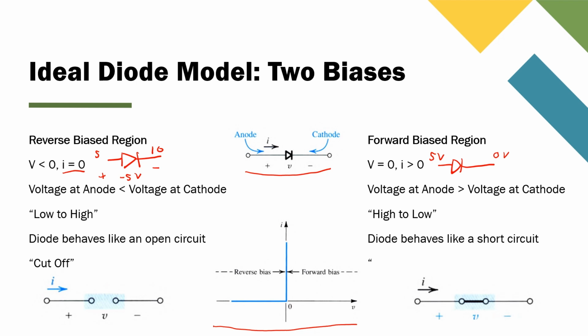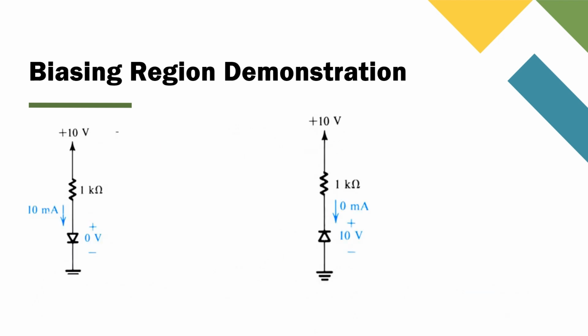Let's try some examples to really understand this. In this slide, we're going to try to demonstrate the biasing regions. So let's look at this left circuit. Observe the diode, right? In order to determine if it's forward biased or reverse biased, you want to see what the voltage is at the anode and at the cathode. Now we know that there's this resistor, but we can ignore it for now. We just want to see what is the observation.